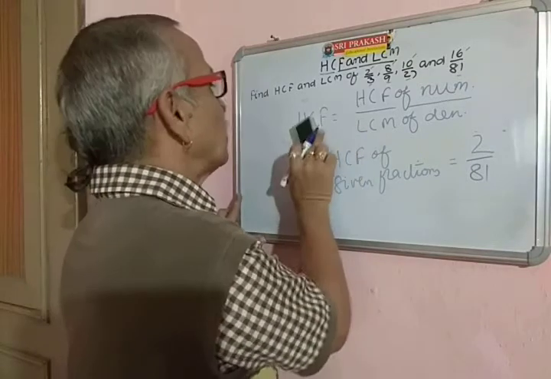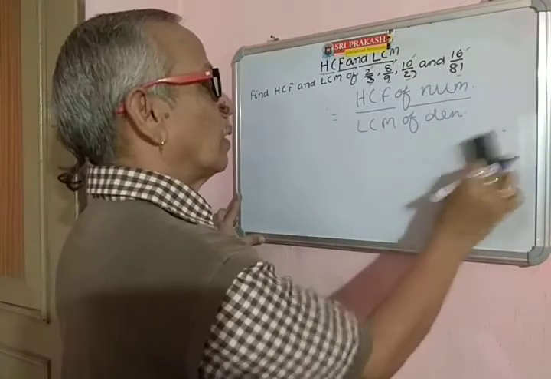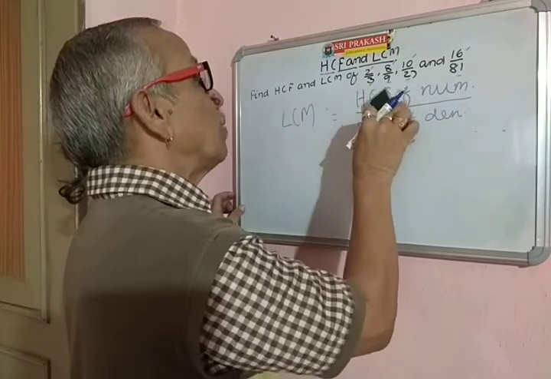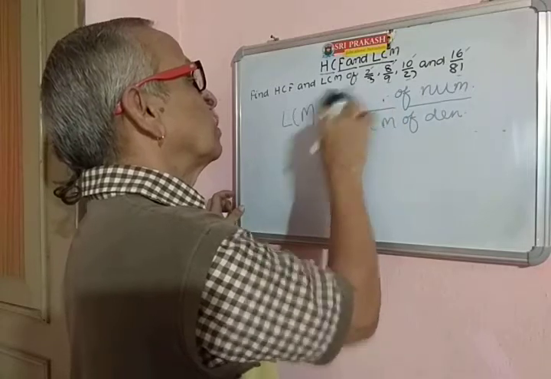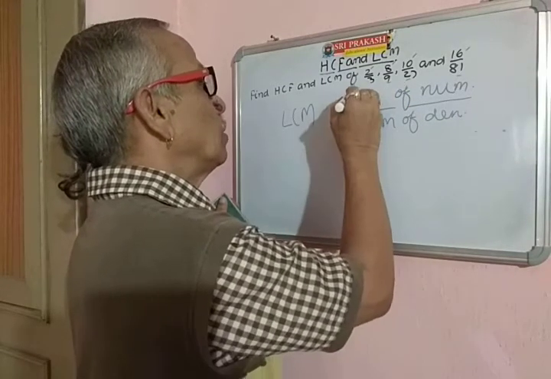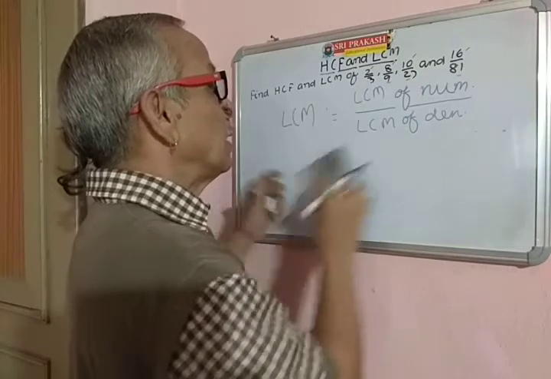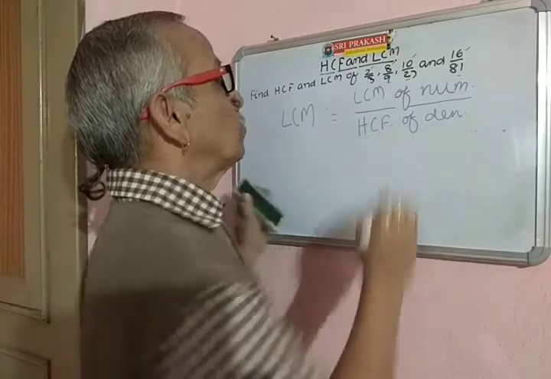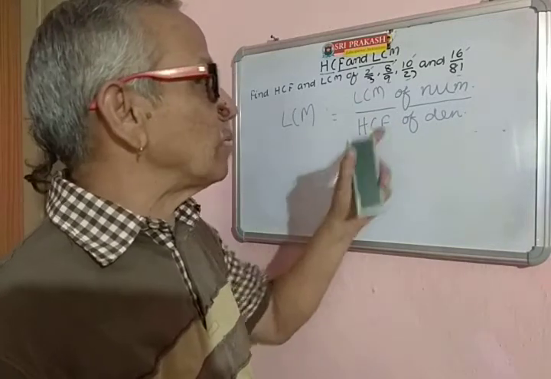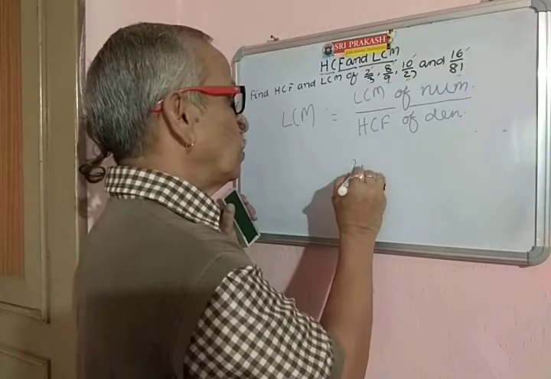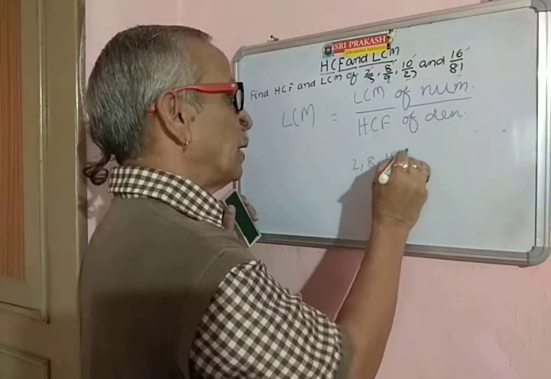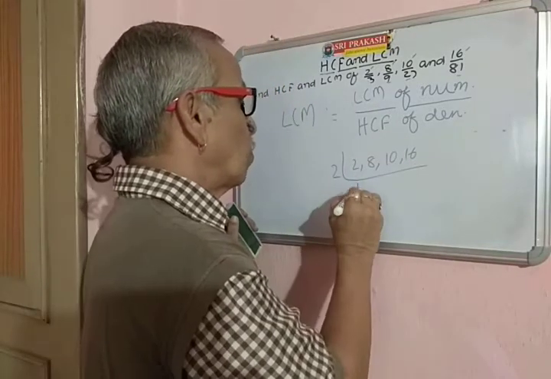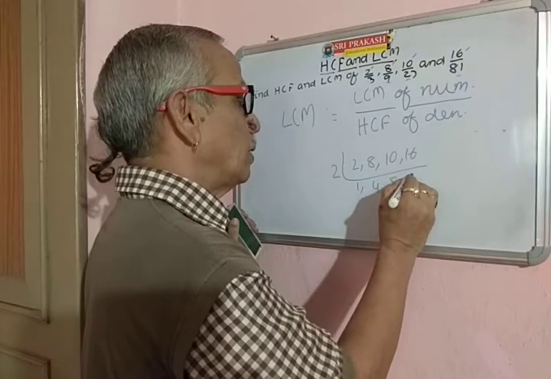So what is the formula for LCM? LCM of given fractions is equal to LCM of numerators by HCF of denominators. So first let us find the LCM of numerators. 2, 8, 10, 16. All these numbers are divisible by 2. 1, 4, 5 and 8.